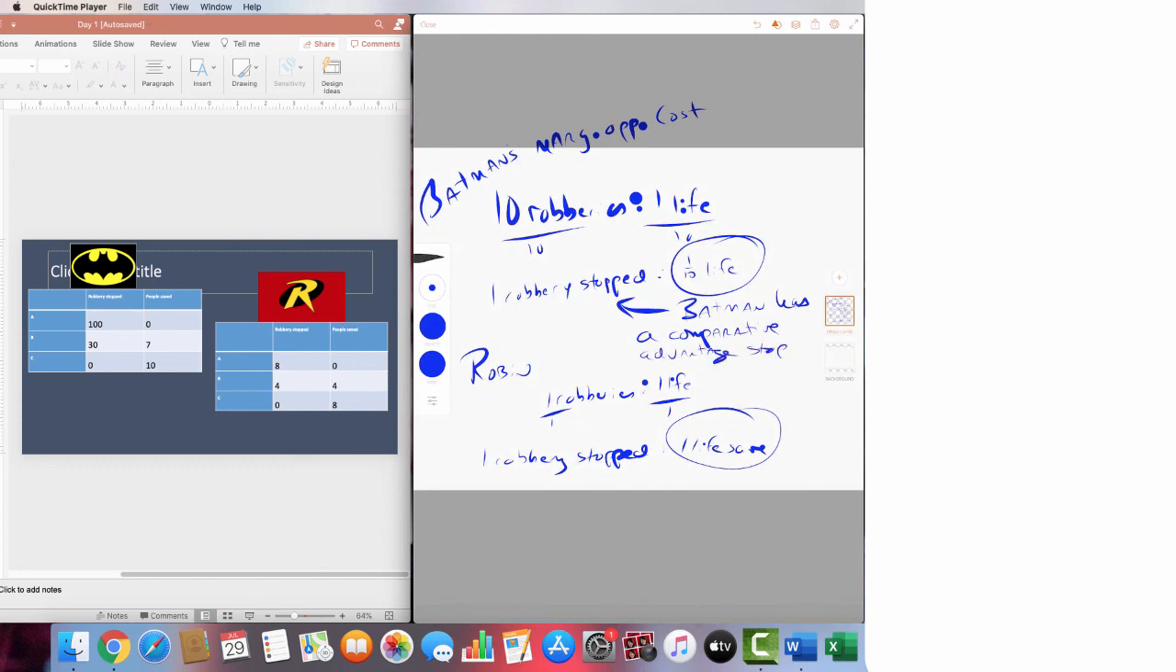Stopping robberies because he does it more cheaply. So Batman has a comparative advantage in one thing, and Robin has a comparative advantage in the other. This is marvelous, and this explains why Batman and Robin team up. Because when people have comparative advantages, they can actually get more done, and that's the key.